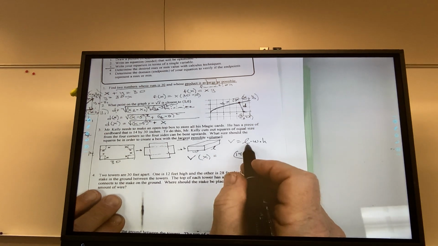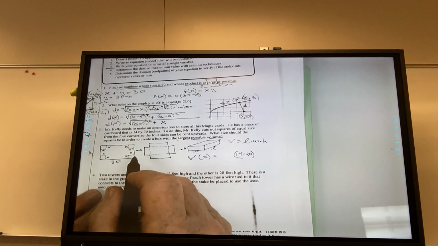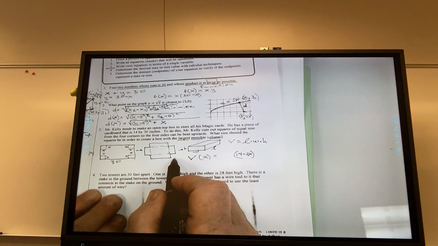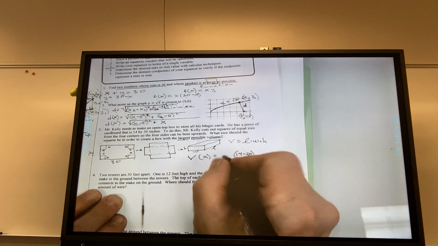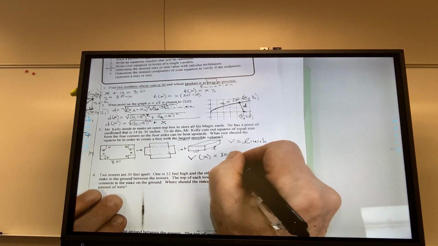What's my length? That's this. It was 30. Is it 30 now? Is it still 30? No, a chunk has been removed here and a chunk's been removed here, hasn't it? So what is it? 30 minus 2x, correct? Is that what you said? Yeah.